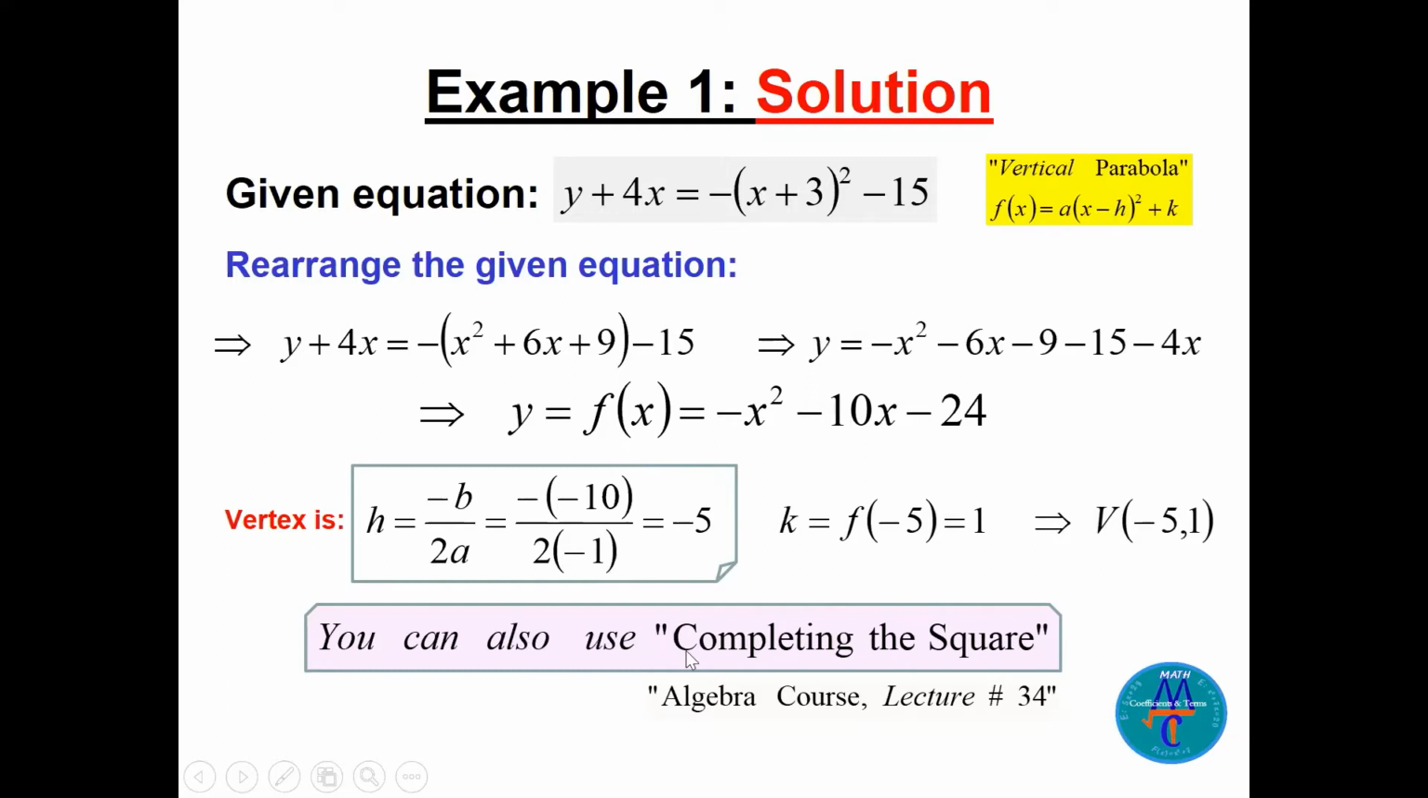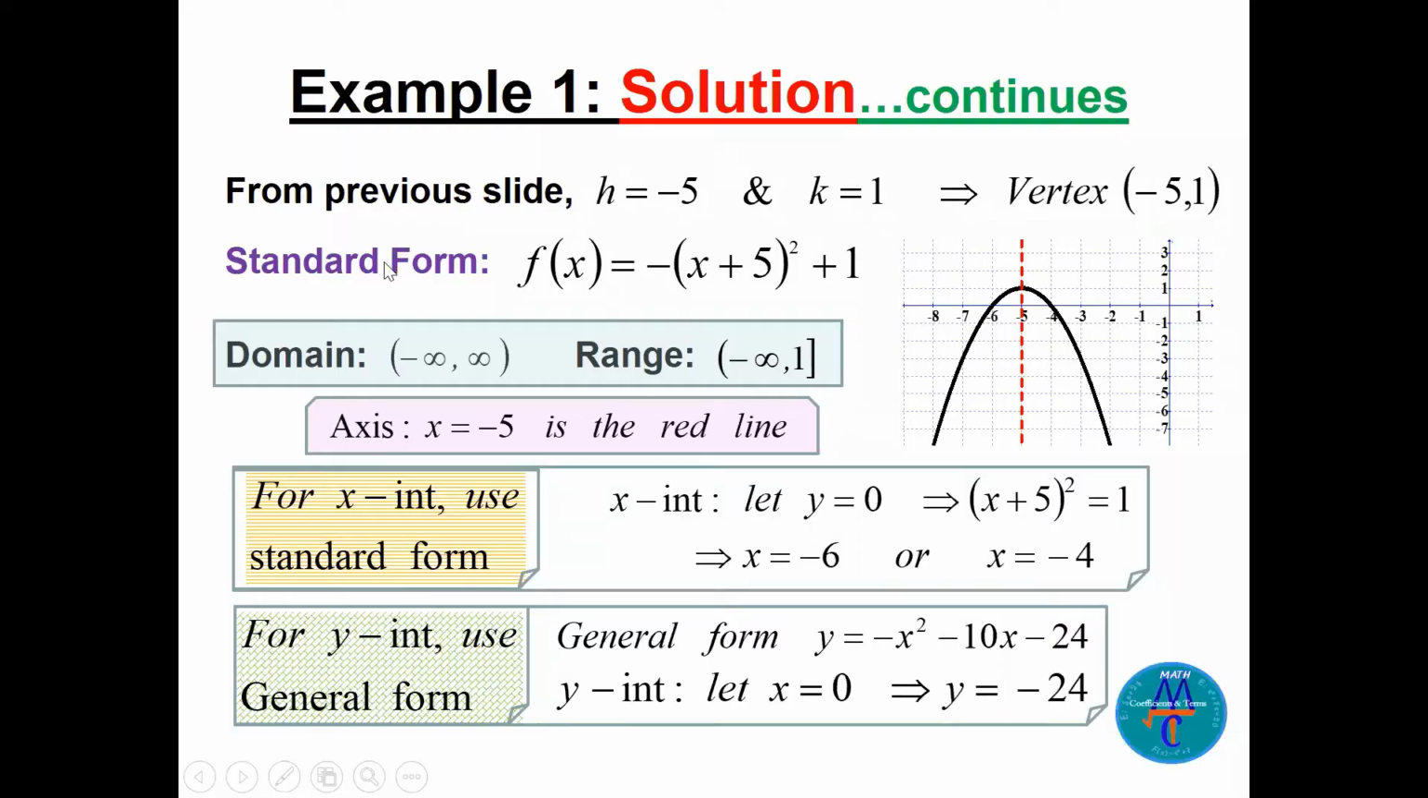Now also you can find the vertex by completing the square, which I have mentioned in the algebra course lecture number 34. Well, here we have the standard form of the function. F of x is minus x plus 5 squared plus 1. This is a parabola reflected in the x-axis with this minus, shifted on the left 5 units and shifted 1 unit up. So we can see the graph here is like that. So here the domain is all real numbers and the range from minus infinity until 1 closed. So the axis of symmetry is x equals minus 5.